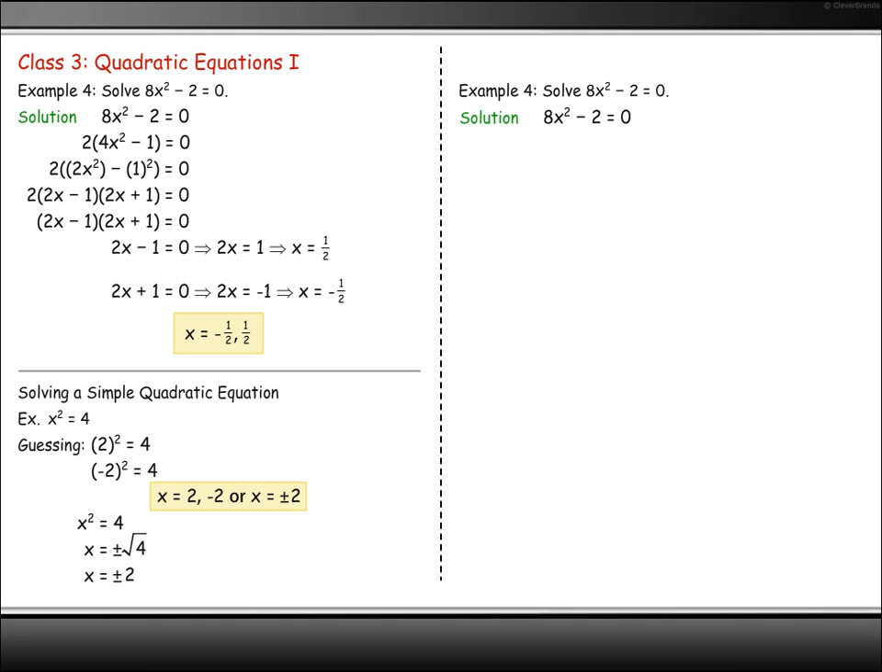Get the 8x squared on its own by moving the 2 across the equal sign. Get the x squared on its own by dividing both sides by 8, giving x squared equals 1/4. To get x on its own, get the square root of each side, giving x equals plus or minus the square root of 1/4. The square root of 1/4 is a half, because a half multiplied by a half is 1/4.